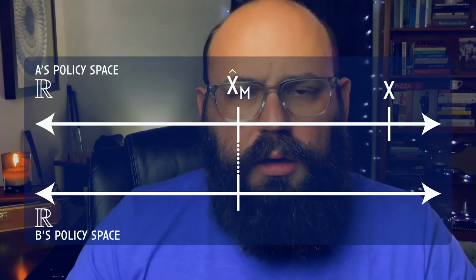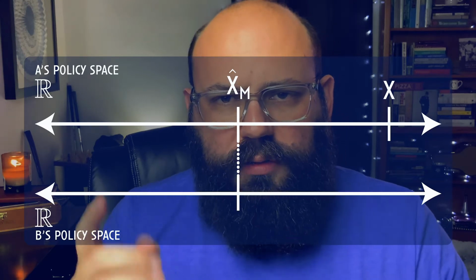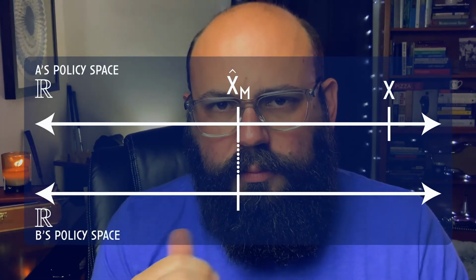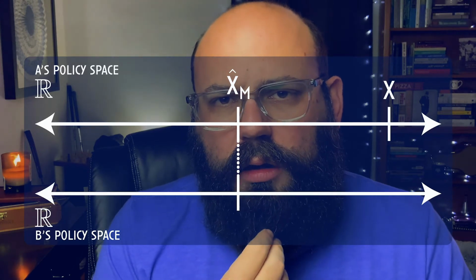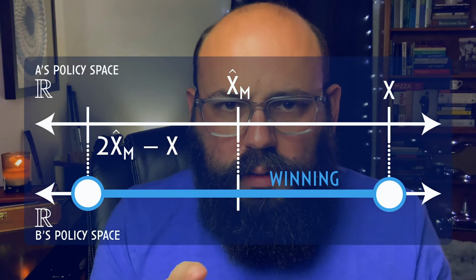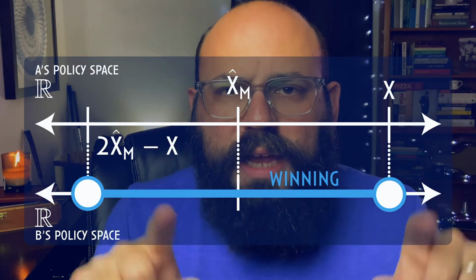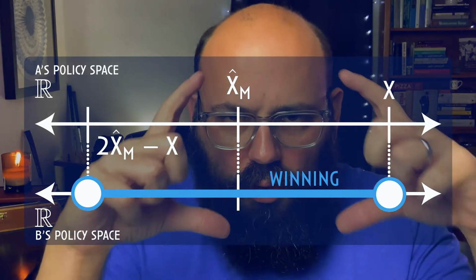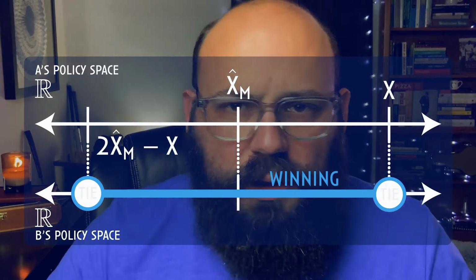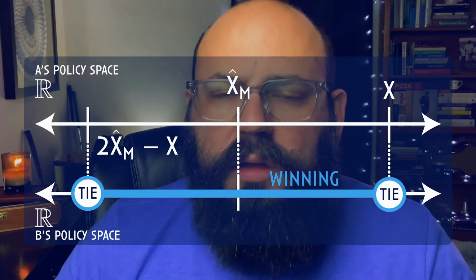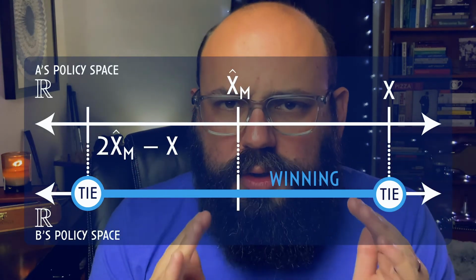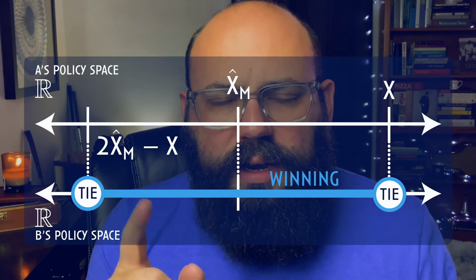Well, notice that any option that is strictly to the left of X and strictly to the right of 2x̂_m minus X lives in this range. So they can choose any Y that lives in this open interval. It doesn't have endpoints because otherwise they'd allow indifferences and they would only win half the elections. They want to win the whole election. So they need to be closer. They need to be strictly closer to x̂_m than X is.